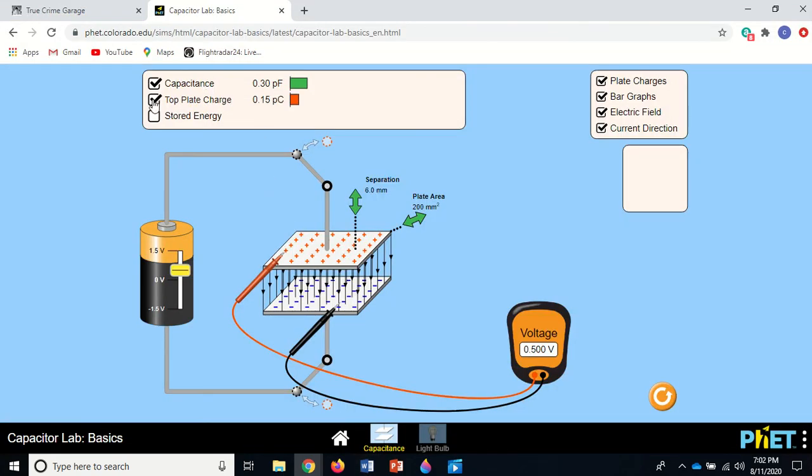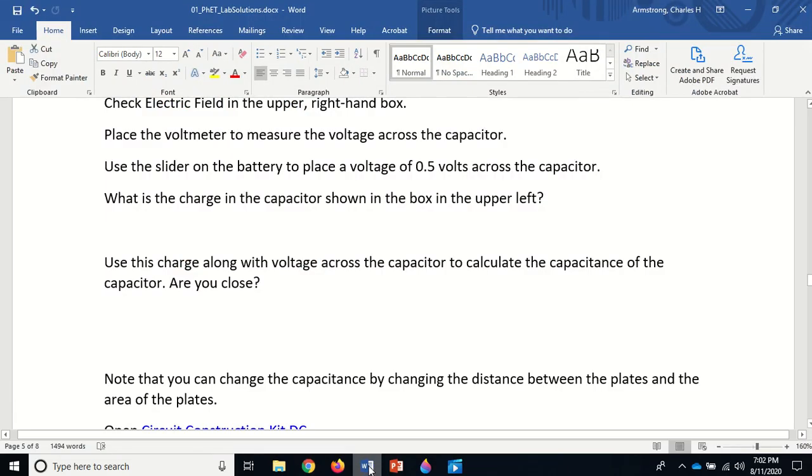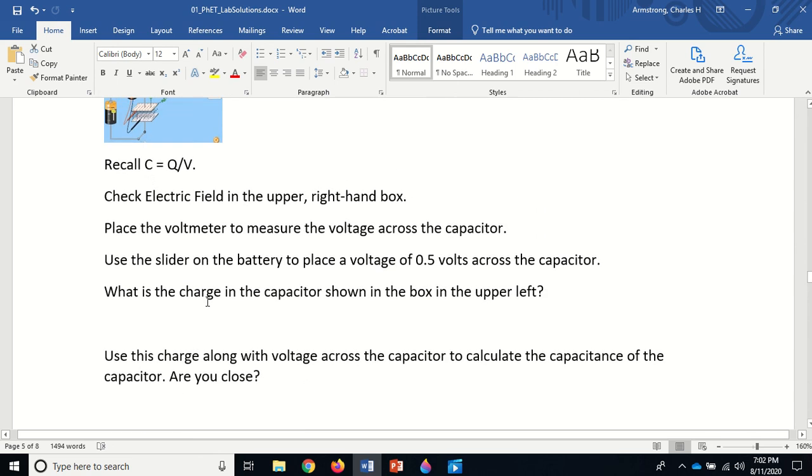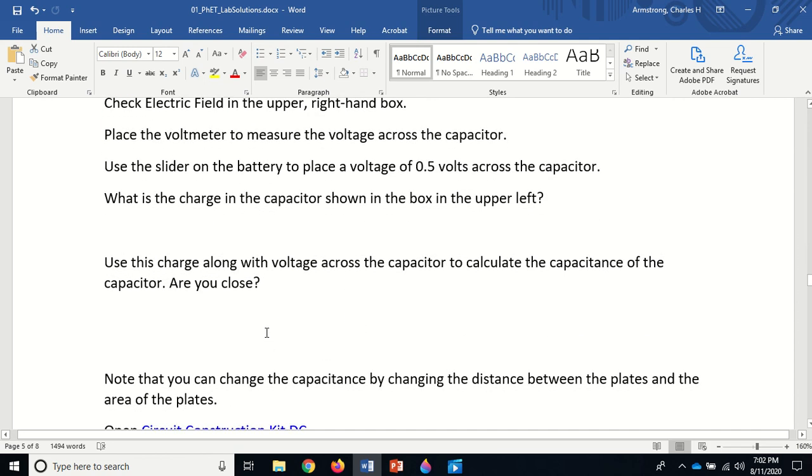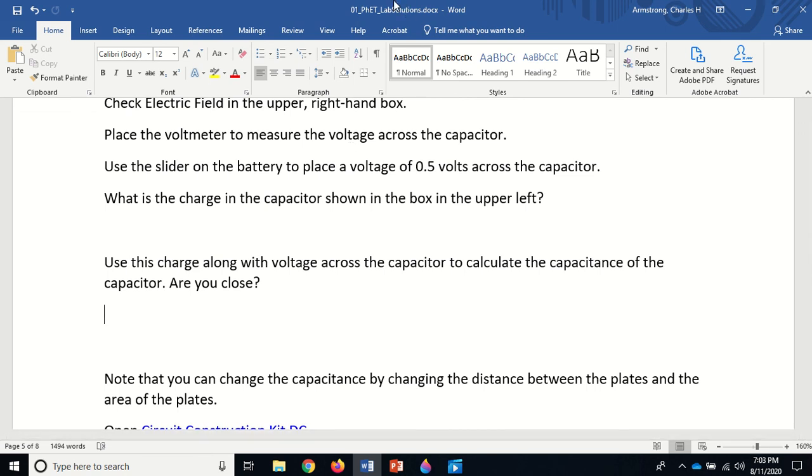So we got to click on that, and it's 0.15 picocoulombs. Okay, picocoulombs. Use this charge along with the voltage across the capacitor to calculate the capacitance of the capacitor. So what I'm going to do is use this equation right here. And when you come back, you'll have an equation right there. I don't want to do it live because it takes so long. So let me hit pause.